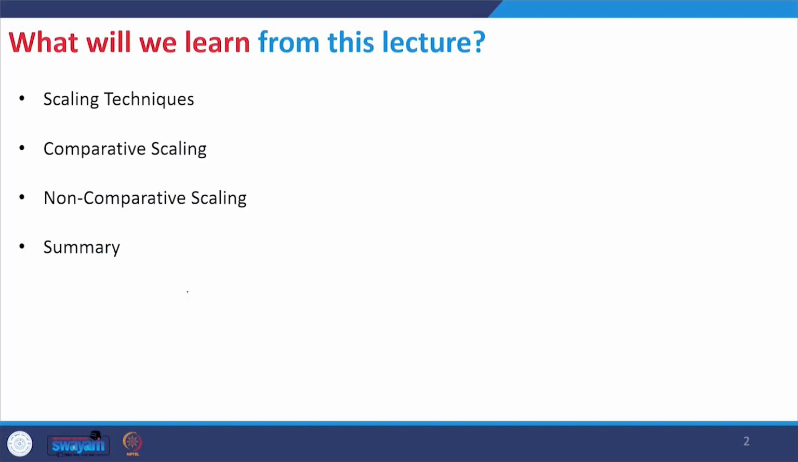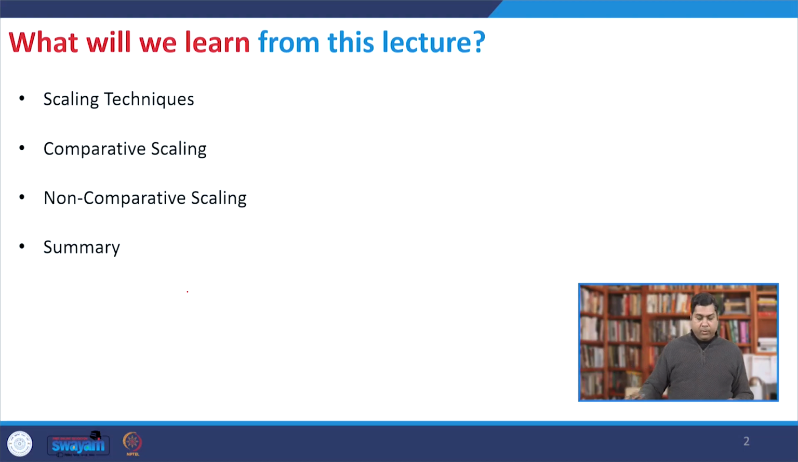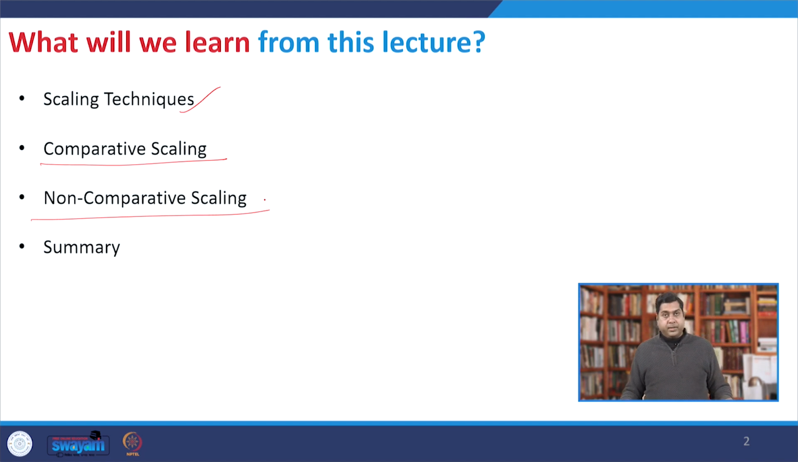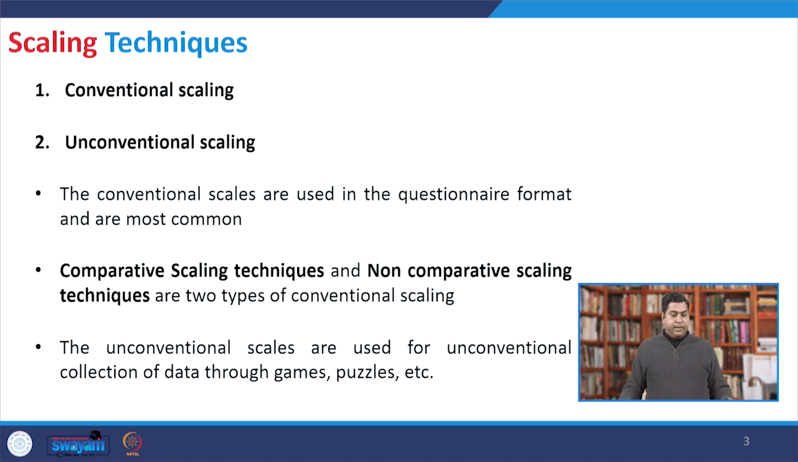What are we going to learn from this particular lecture? We are going to understand again the scaling techniques that we have already discussed. Then we will discuss two types of scaling: comparative scaling, where comparison is of interest to the researcher, and non-comparative scaling, where we are not comparing but we just try to measure it, and then we summarize our findings. Now scaling techniques can be broadly classified into two categories.